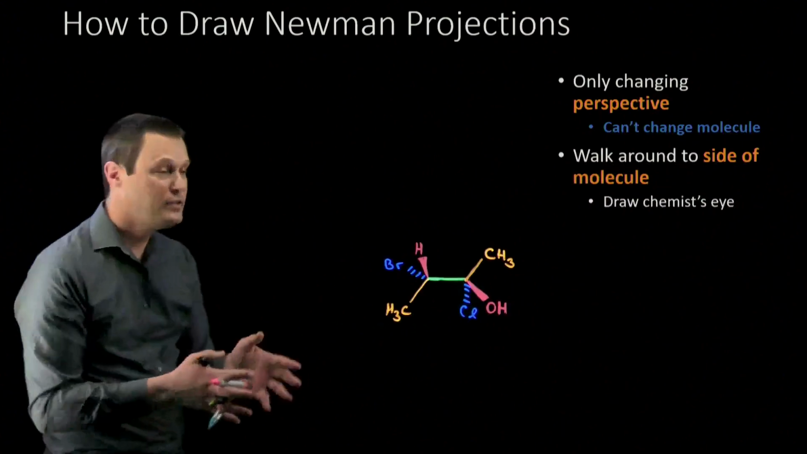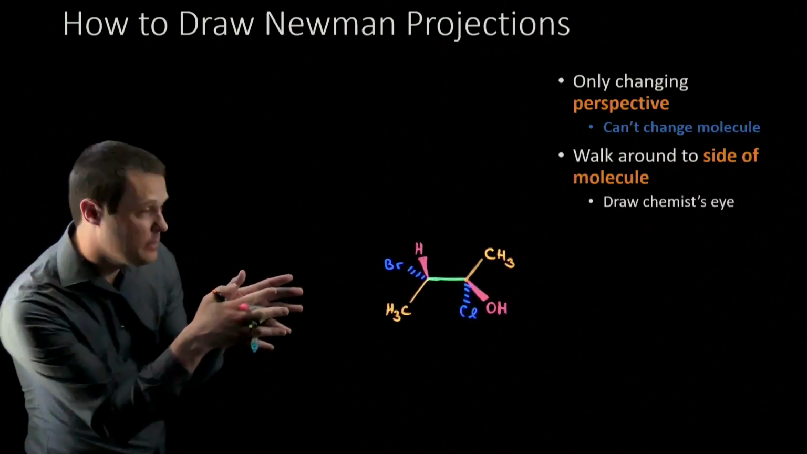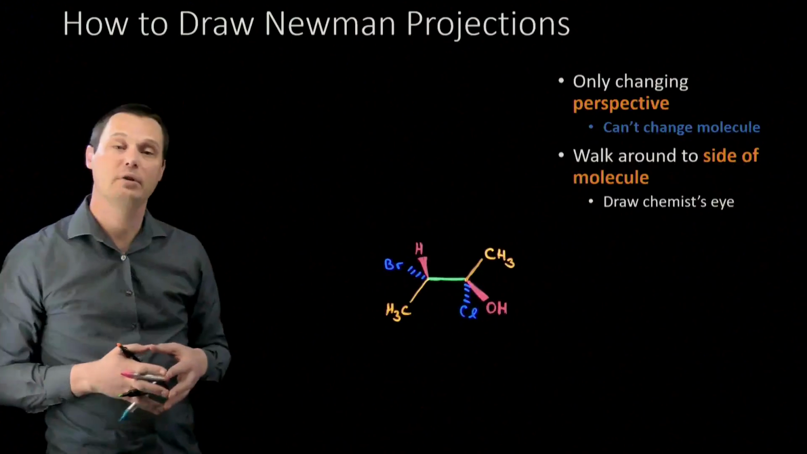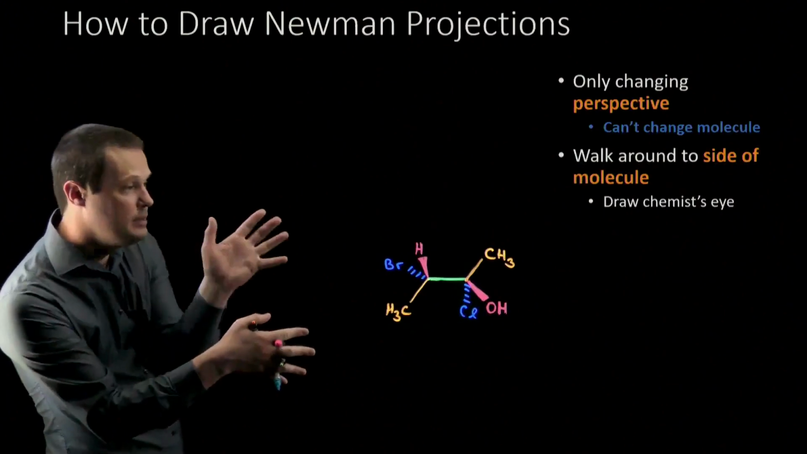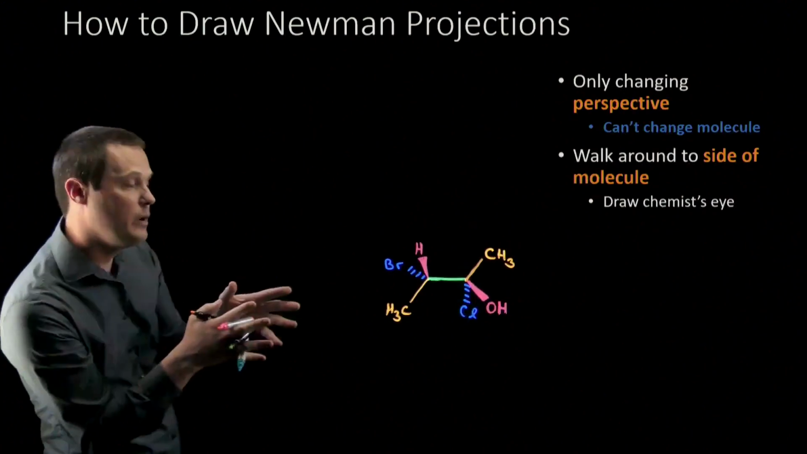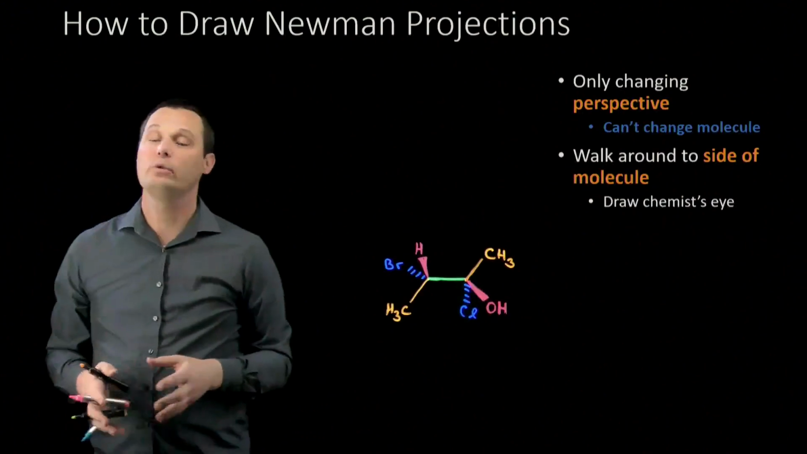So to do the Newman projection, you have to get in line with the molecule and look at it from the side. That's one of the reasons why I really like this light board technology. It really lets me feel like I'm getting three-dimensional and I'm looking down that bond. Some things are closer to you as a viewer, some things are further away from you as a viewer, and that's going to be really important when we draw our Newman projection.